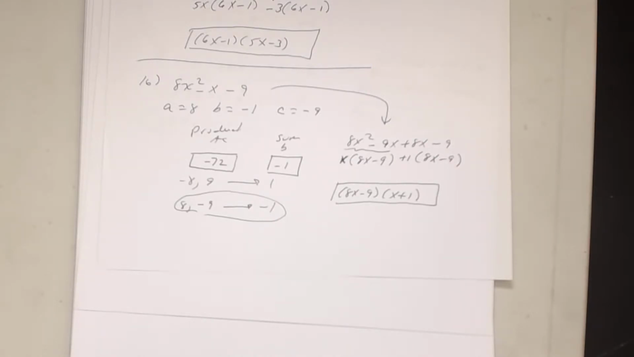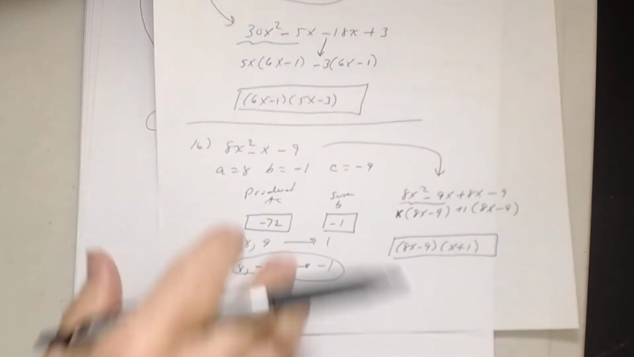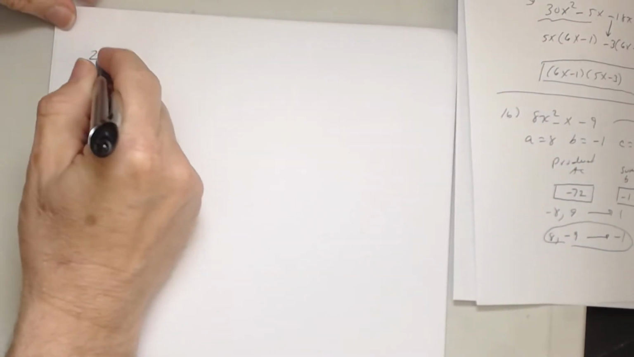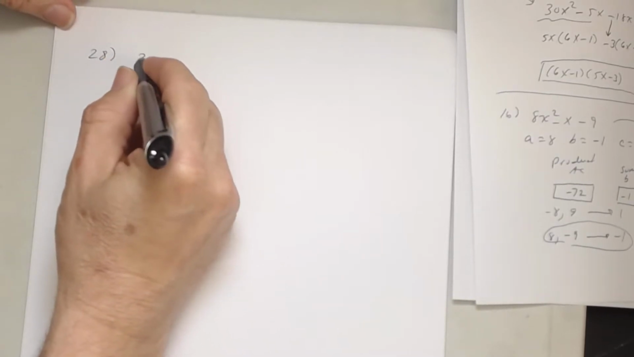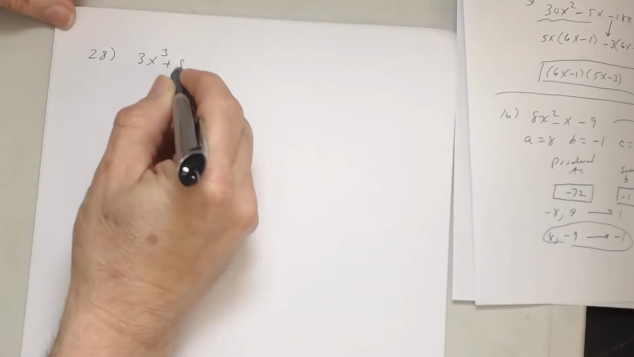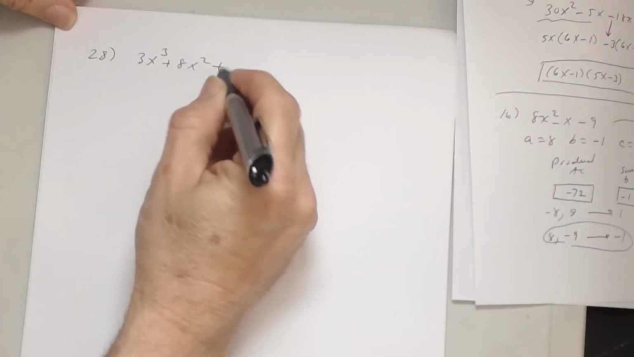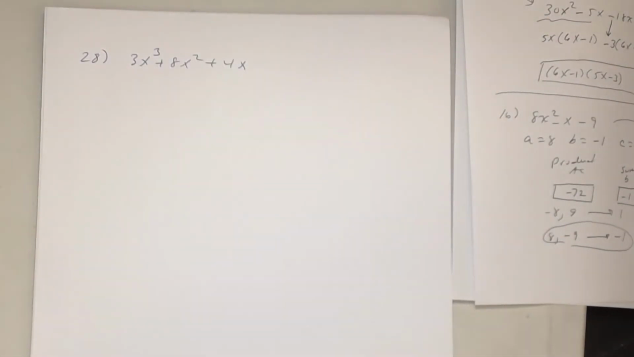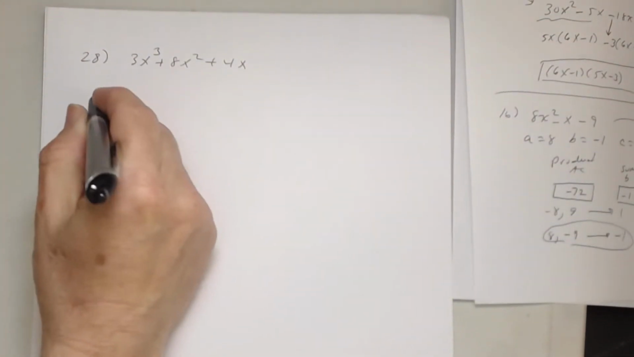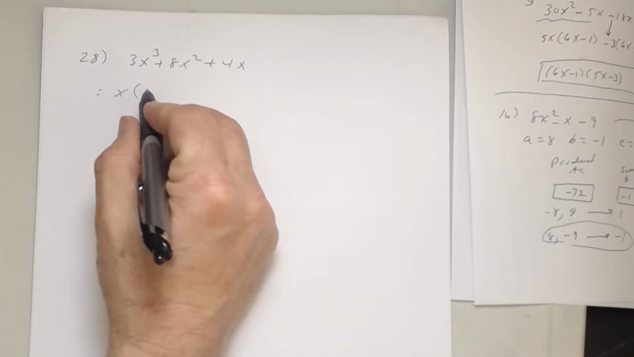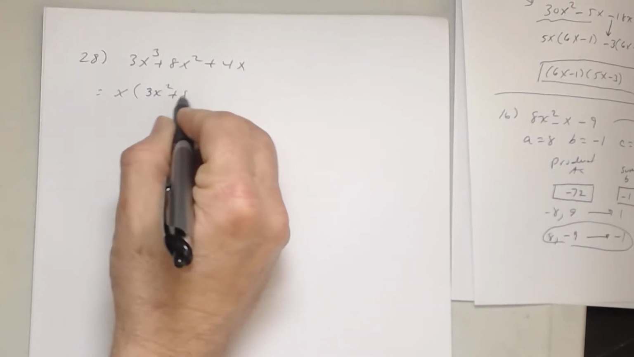Let's look at 28. All right, 28. We have 3x cubed plus 8x squared plus 4x. Again, you want to do this by grouping. What do you have to do? GCF. You got to do the GCF first. What's the GCF? X. Okay. You say x times, and then what do you get in parentheses? 3x squared plus 8x plus 4.